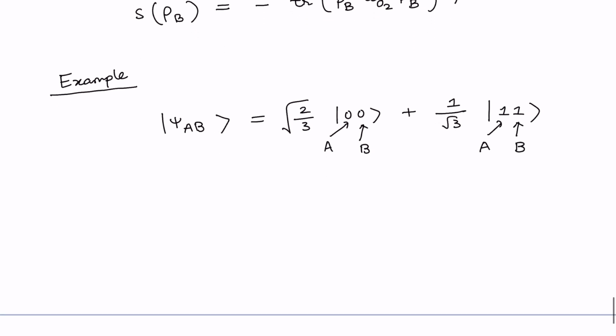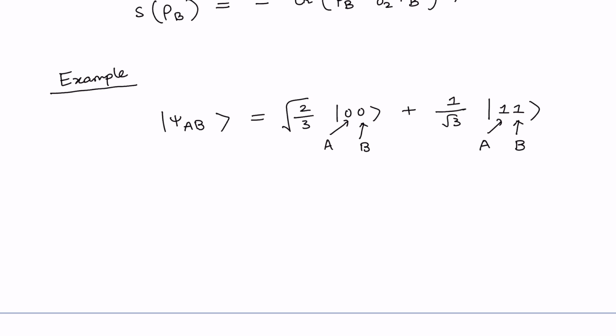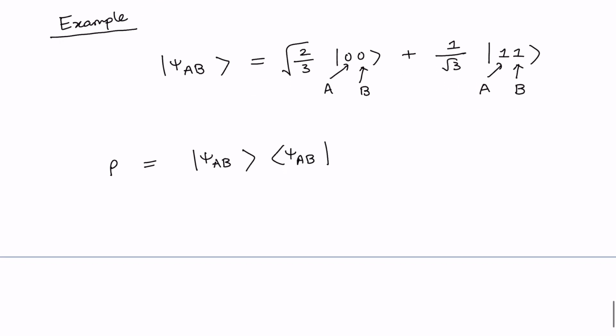So we have to first find the density operator or density matrix for this composite system, and we just follow the usual procedure, |psi_AB><psi_AB|. We have actually done this in an earlier class, maybe in the previous class, so let me do it very quickly once again.